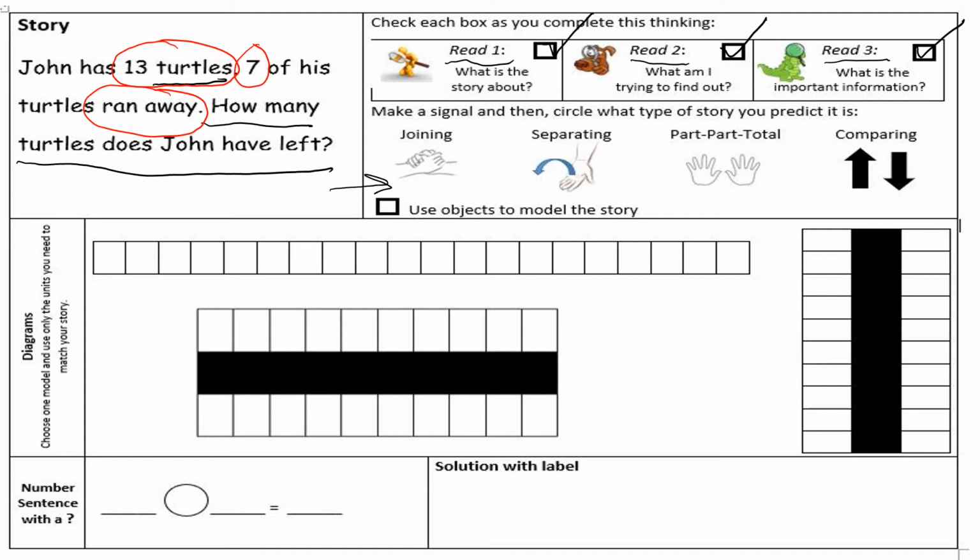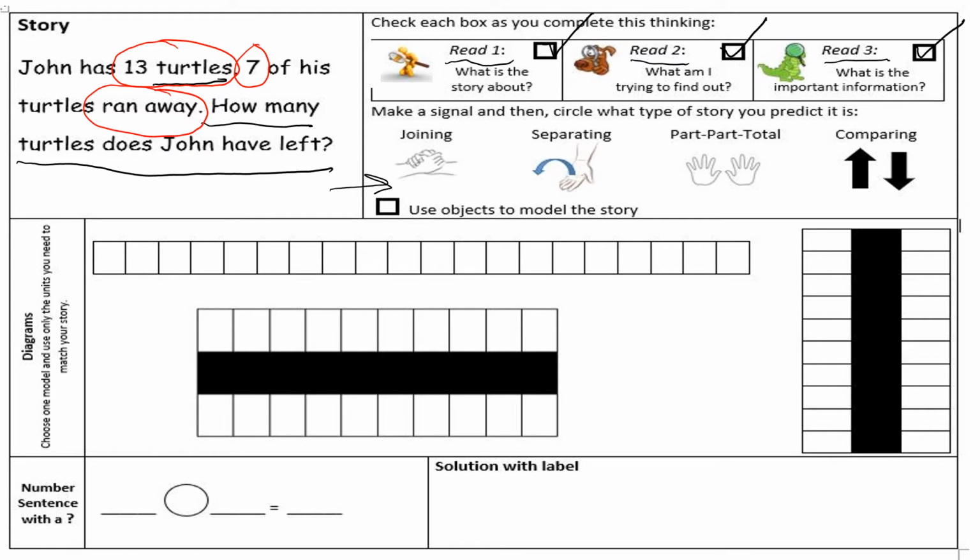So an example of a part total would be, I have 6 apples and 5 oranges. How much fruit do I have in all? I'm not taking anything away and I'm not getting anything more. Comparing means we're comparing 2 numbers, or maybe we're comparing 2 items. We want to know how many more or how many fewer, how many less.